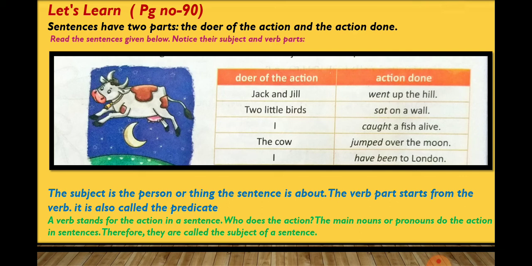Okay. A verb stands for the action in a sentence. So we all know that verb is a doing word. It shows us action. A verb always stands for the action in the sentence. Who does the action? The main nouns or pronouns do action in the sentence. Therefore, they are called the subject of a sentence. So, mainly the subject of a sentence is a noun or a pronoun. Okay. So, I hope it is very clear to you because the concepts are very, very simple.